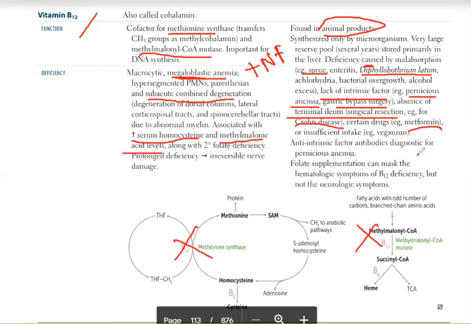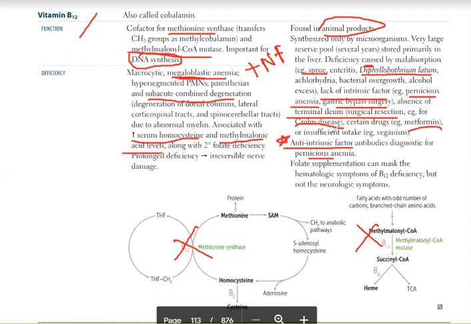Okay, now, and also this, sorry, I forgot this. I told you about B9 that it is important for DNA synthesis. So you have to remember this point as well, important for DNA synthesis. No RNA, only DNA. Okay, and then we have anti-intrinsic factor antibodies, diagnostic for pernicious anemia. So this is basically your pathology point, but it's written here, so you can mark it for pathology purposes. Folate supplementation can mask the hematologic symptoms of B12 deficiency, but not the neurologic symptoms.